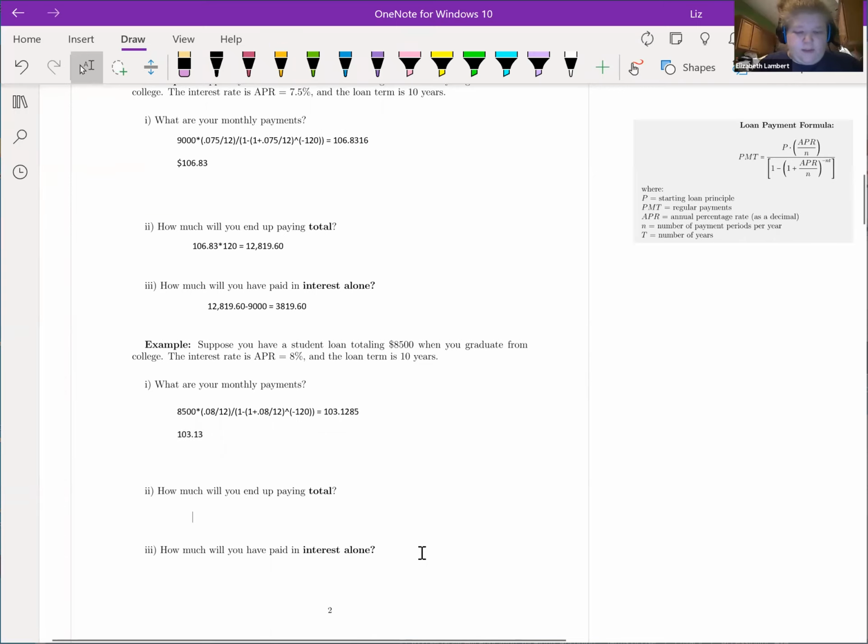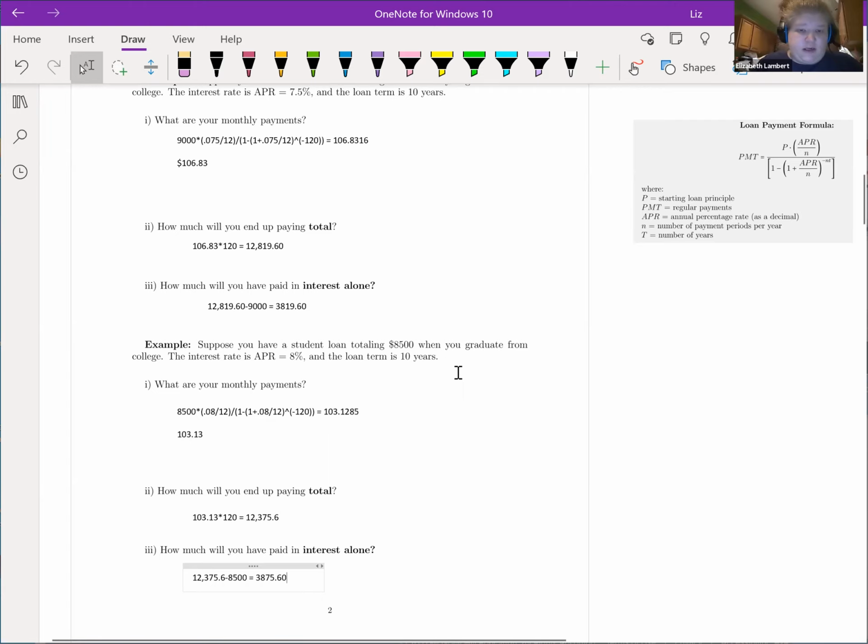So the total amount of money we're going to pay is our monthly payment times the 120 times we will make that payment, to pay a total of $12,375.60. And then we're going to subtract off the 8,500. So $3,875.60.